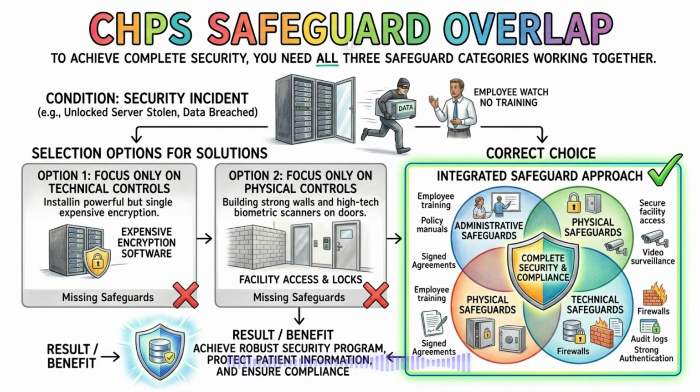A high-level concept you must grasp for the CHPS exam is how administrative, physical, and technical safeguards overlap and support each other. You can buy the most expensive technical encryption software in the world, but if your administrative policies do not train staff on how to use it, or if your physical safeguards allow a thief to walk in and steal the unlocked server, your security program fails. Exam scenarios will often require you to identify missing safeguards across all three categories to solve a complex security problem.